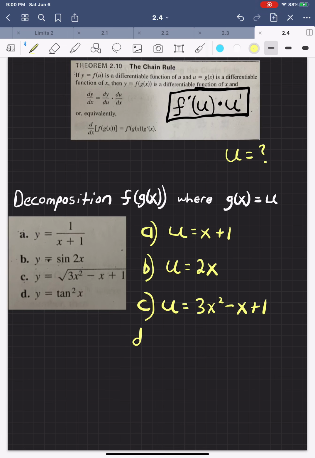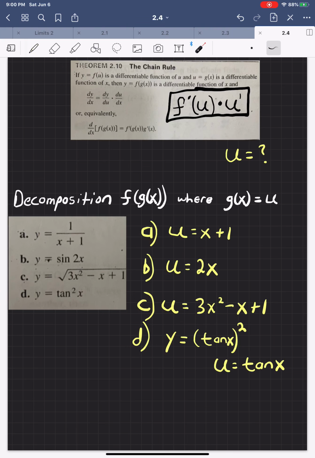Part D is a little bit trickier. If you're gonna take the derivative of tan squared, we have to first think about y as being tan of x squared. So notice that I'm just rewriting d. So now, what is a good u? Well, u would be tan of x.